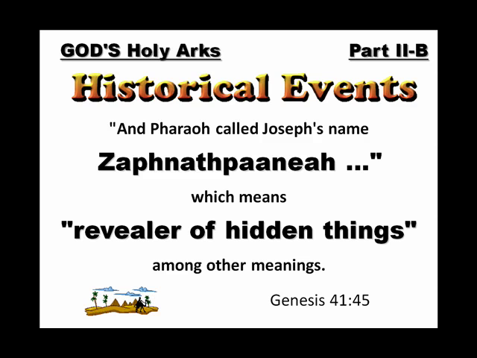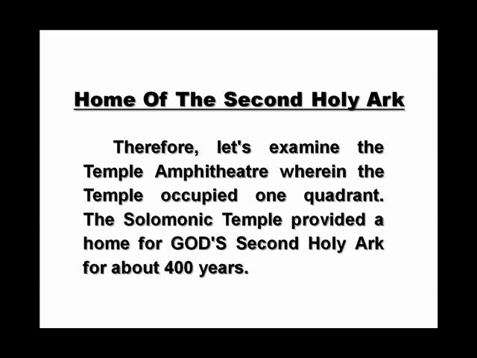God's Holy Arks, Part 2b of Historical Events. And Pharaoh called Joseph's name Zaphnath-Paneah, which means revealer of hidden things, among other meanings. Genesis 41, verse 45. Home of the second Holy Ark.